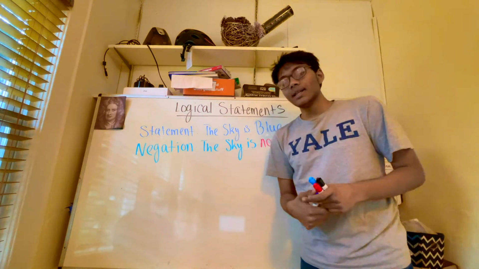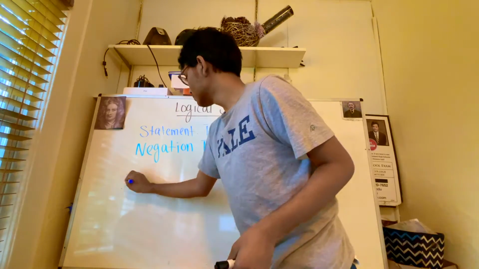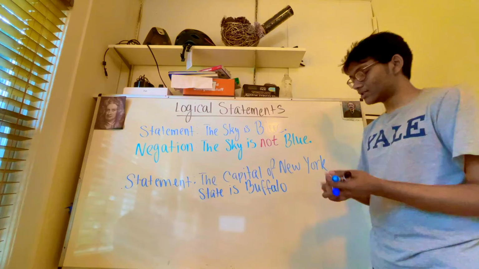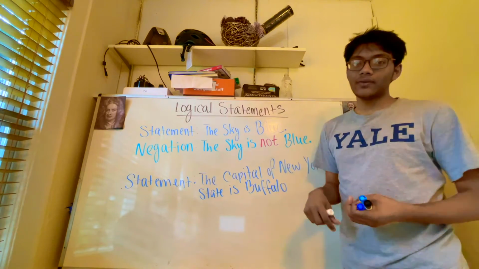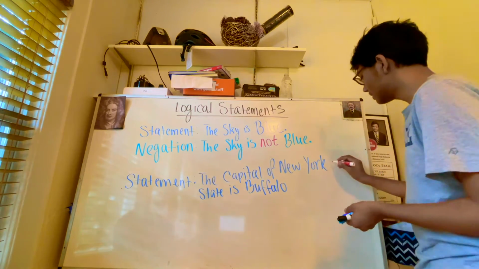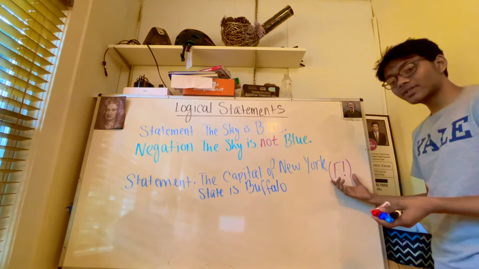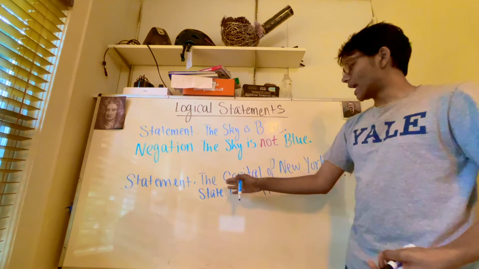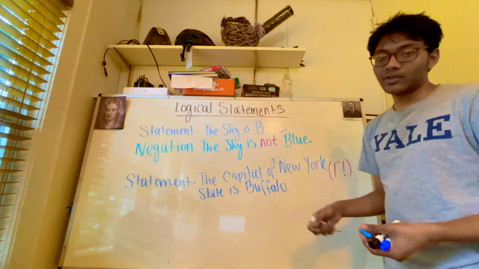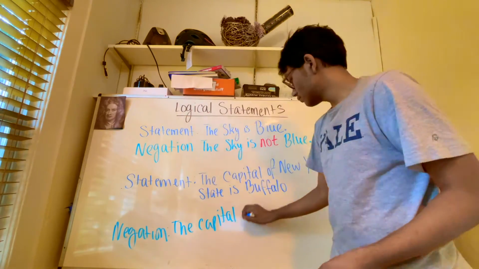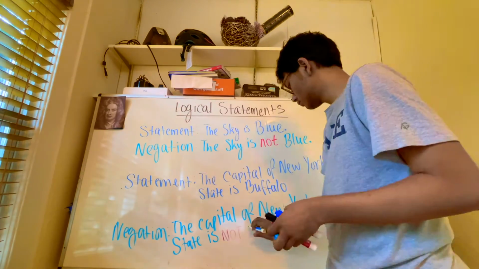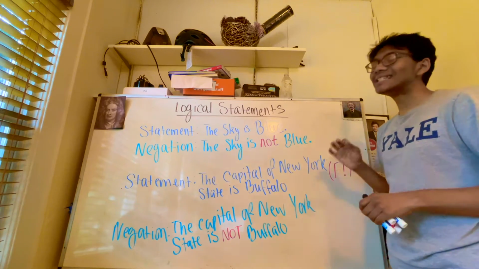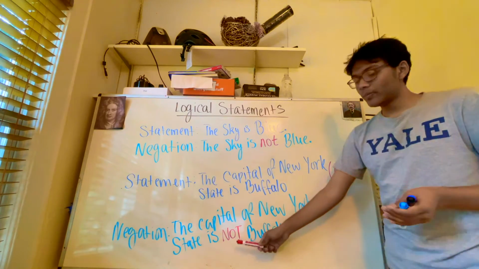Here's another statement. The capital of New York State is Buffalo. You probably realize that this is not true. The real capital of our state is Albany. So this is actually a false statement. The truth value of the statement is false, but it's still a statement. Now what's the negation of this statement? Well, the capital of New York State is not Buffalo. That would be the negation. That's the negation because we put the word not.